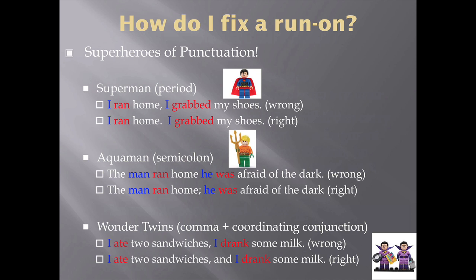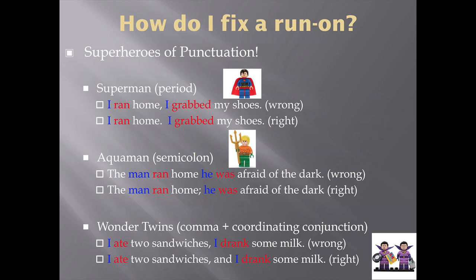So for example, if you say, the man ran home, he was afraid of the dark, that is obviously wrong. It's a run-on. And to fix it, you might say, the man ran home; he was afraid of the dark. And that is correct. The semicolon there is a meaningful, purposeful way for the writer to connect the fact that the guy ran home because he was afraid of the dark. So it creates a connection where a period wouldn't do that for you.